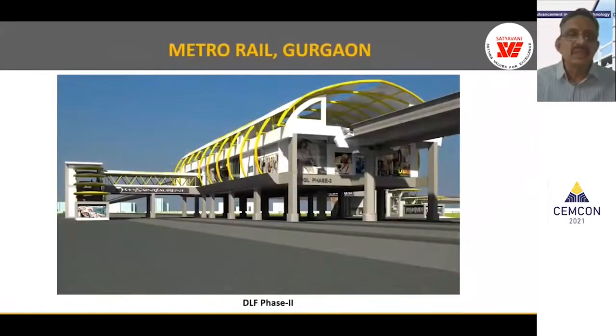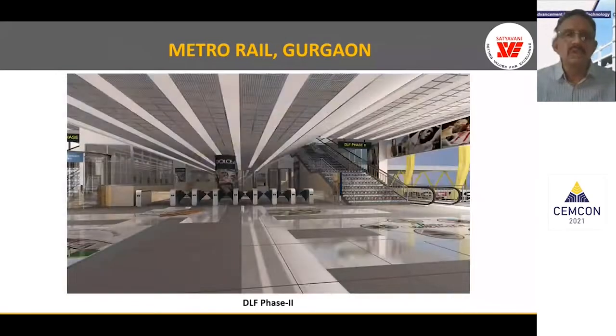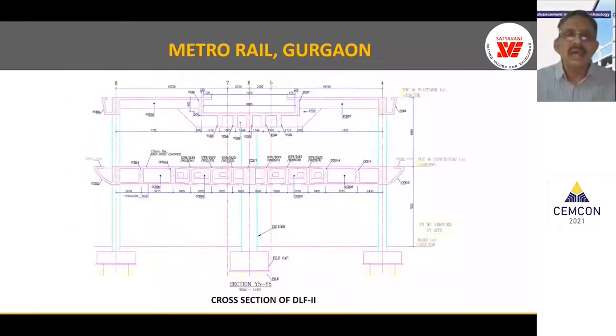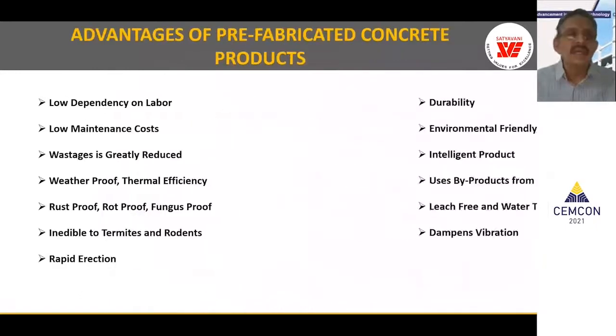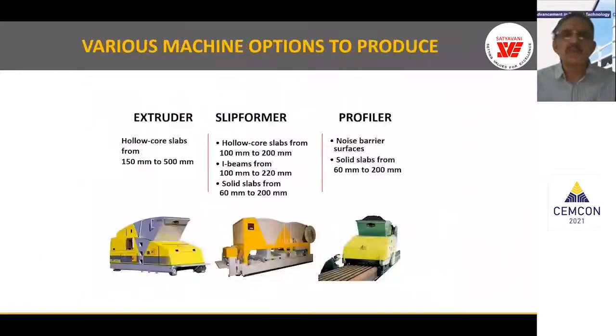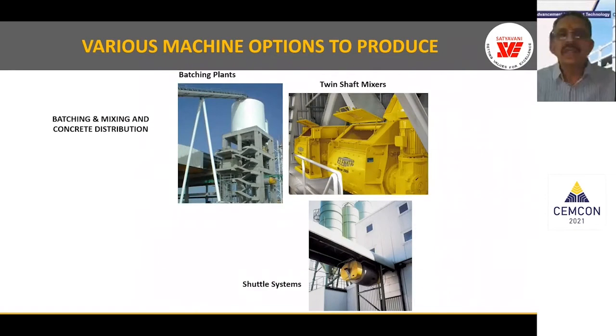And in infrastructure also, we happen to work on a metro project in Gurgaon where we use this precast I-beams in station buildings with very elaborate detailing, and we could deliver the quality. And the school buildings also, and some of the machine availability and profilers that we use in precast are slip formers and extruders and profilers. And the batching plant, which is common, we all know, only the mix design has to be considered. For example, for hollow core, we need a concrete with a water cement ratio as low as 0.2.